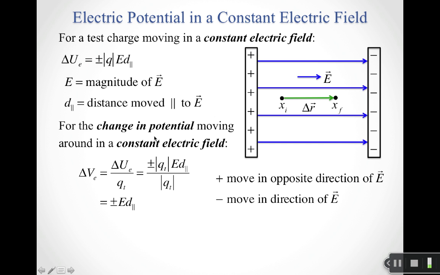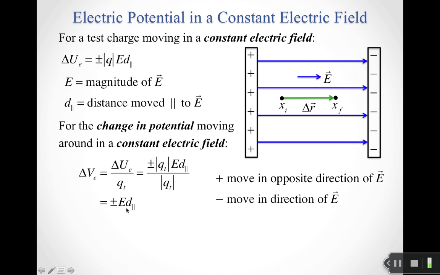How do I calculate the change in potential when I move around in my constant electric field? I'm going to take my change in potential energy expression and divide out that test charge. Here we labeled it Q, here we're labeling it QT, but it's the same thing. It's just whatever charge you choose to put around in this field. And so when I divide out the impact of that test charge, I'm left with the change in electric potential is equal to plus or minus ED.